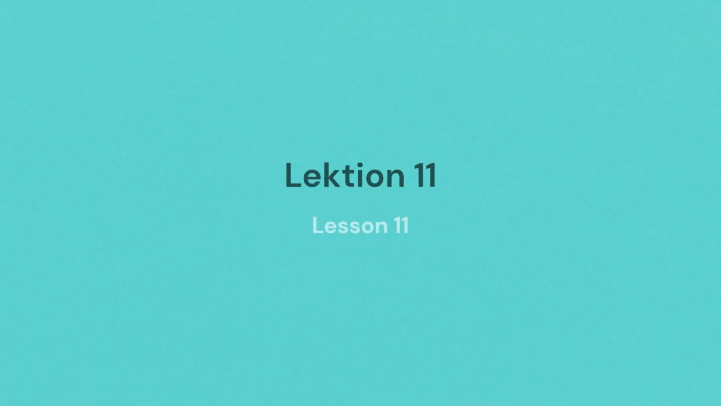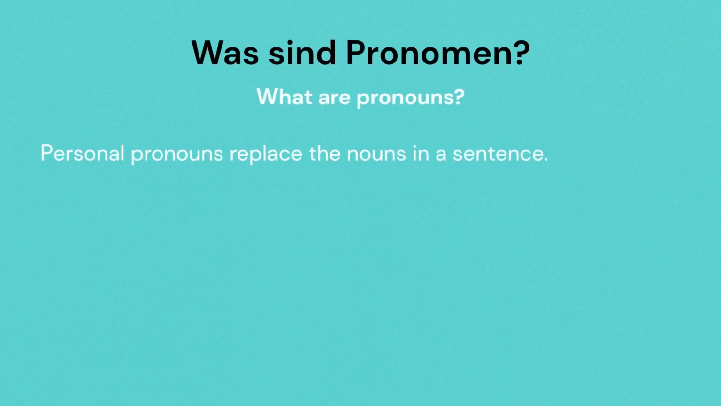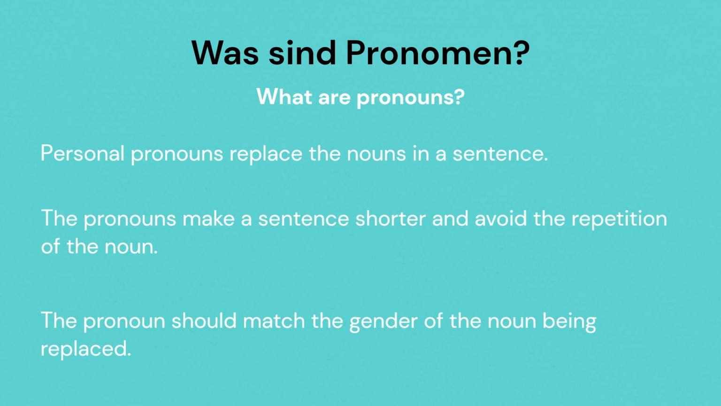Lektion 11. Once again, Lektion 11. Personalpronomen im Nominativ. Before we begin with the list of pronouns, we should first understand what a pronoun is. Personal pronouns replace the nouns in a sentence. The pronouns make a sentence shorter and avoid the repetition of a noun in a sentence or in a text. The pronouns in German are gender-specific. Hence, the nouns should be replaced by the appropriate pronoun.